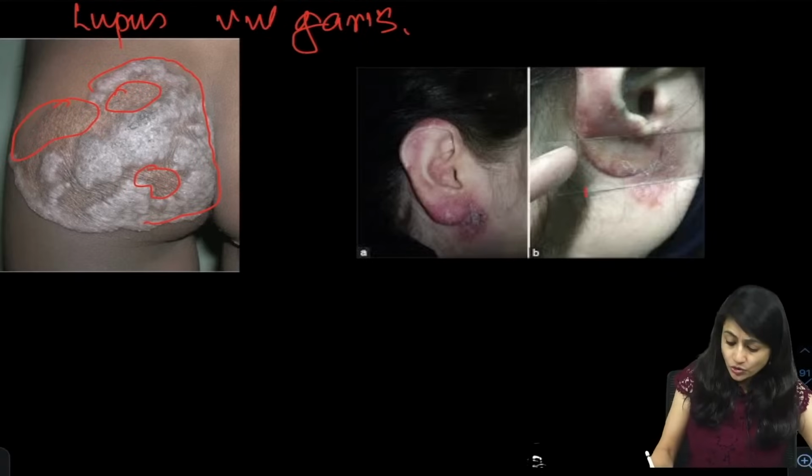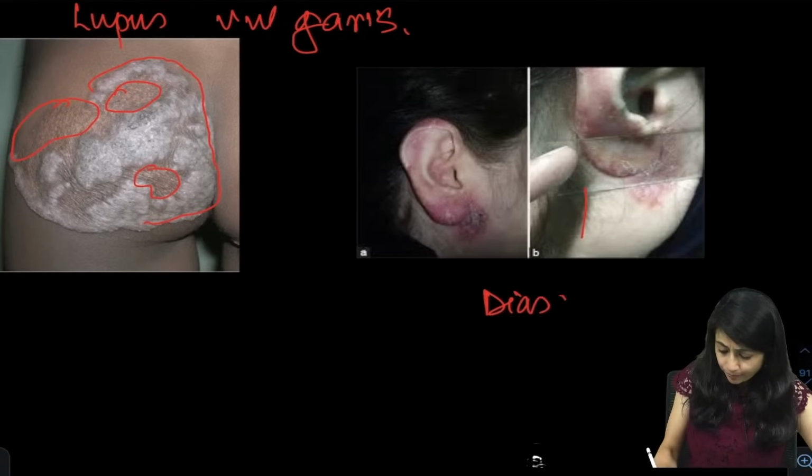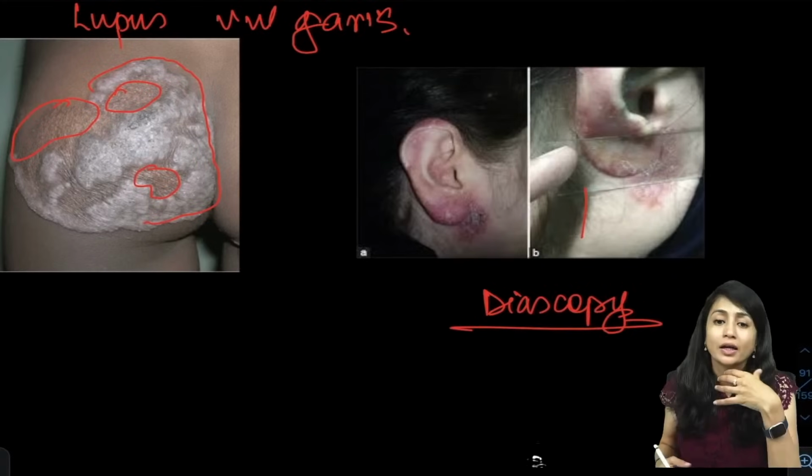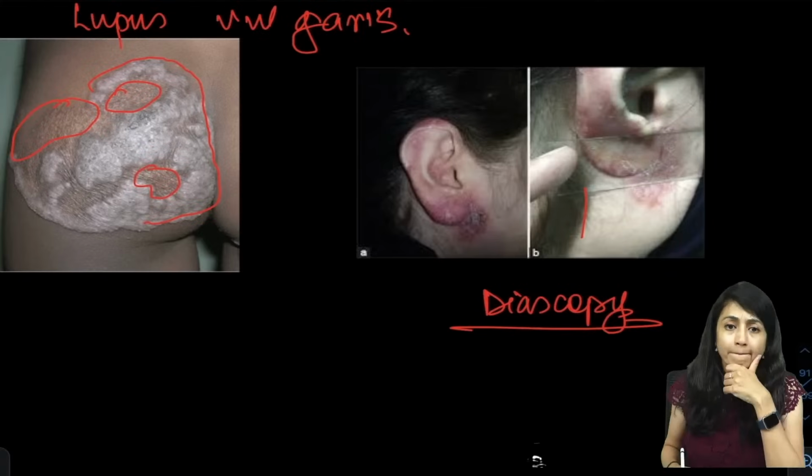Lupus vulgaris, you do a diascopy, and when you do a diascopy, you see this appearance because it is a granulomatous pathology. Okay.